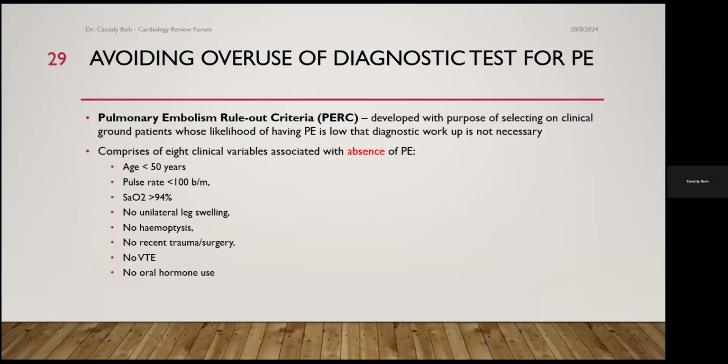Now, in order to avoid overdiagnosis or overuse of diagnostic tests, we have what we call the pulmonary embolism rule-out criteria, which was developed for the purpose of selecting patients on clinical grounds in whom the likelihood of having PE is low, so as not to carry out unnecessary diagnostic investigations, because some of those investigations can be expensive. This comprises 8 clinical variables that are associated with absence of PE. So while you're assessing your patient, if the patient does not fall in any of these, then it can help to rule out PE.